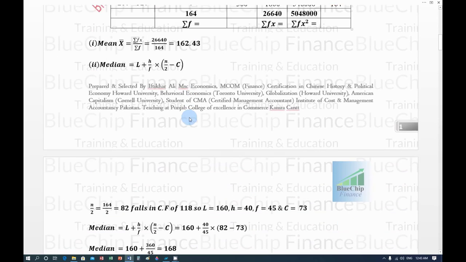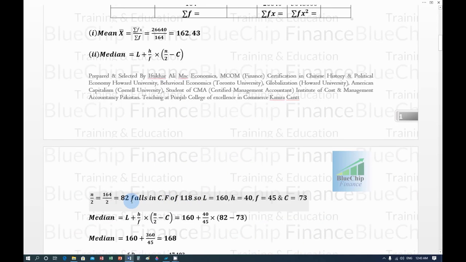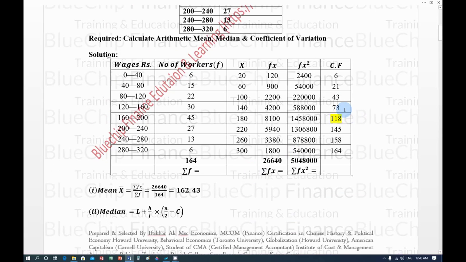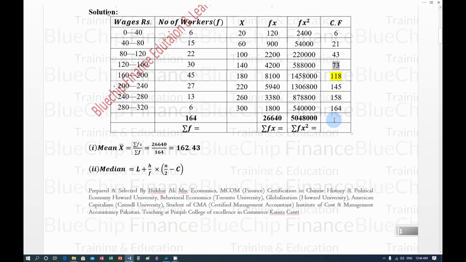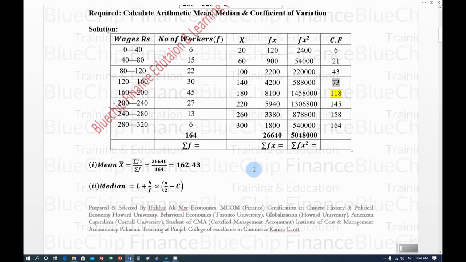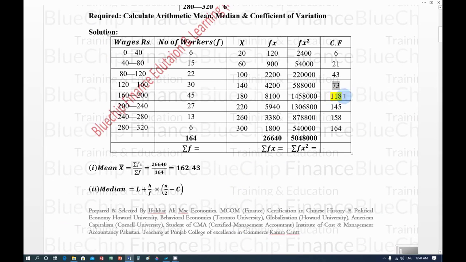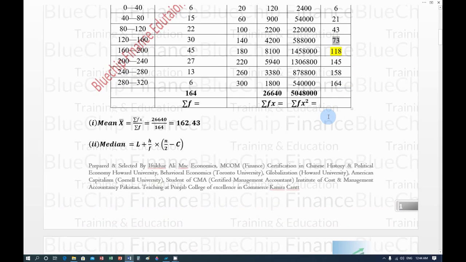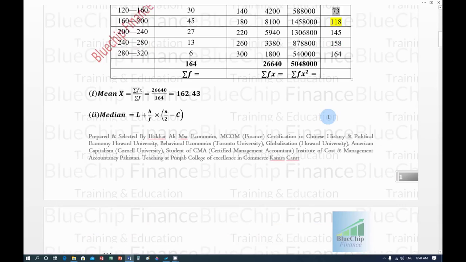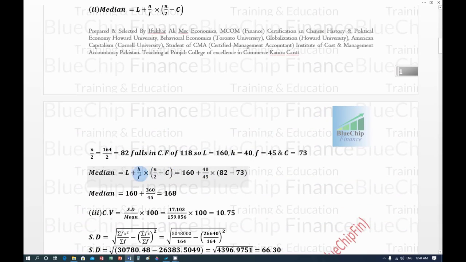n by 2 we already calculated, that is 82, and C is the cumulative frequency above 118. Because 82 is not equal to 118, and 118 is greater than 82, we are going to take the previous cumulative frequency which appeared before 118. After putting all this data into the formula of median, your median will be equal to 168.